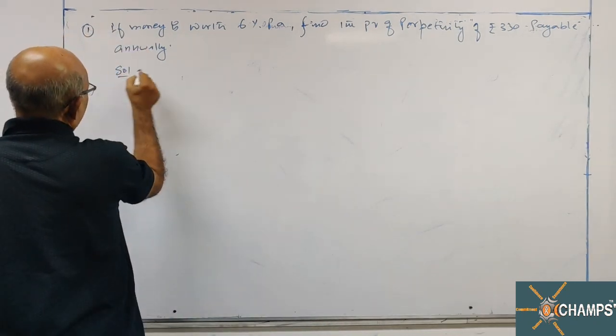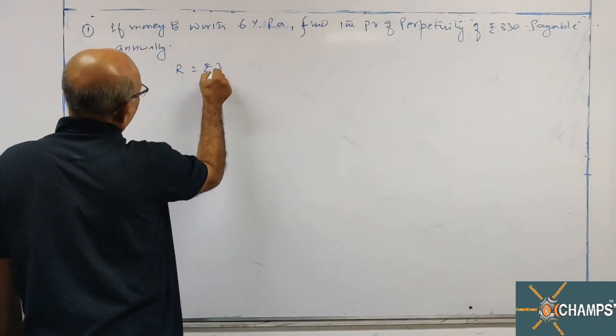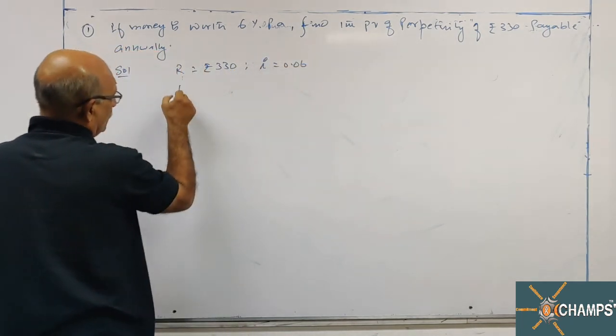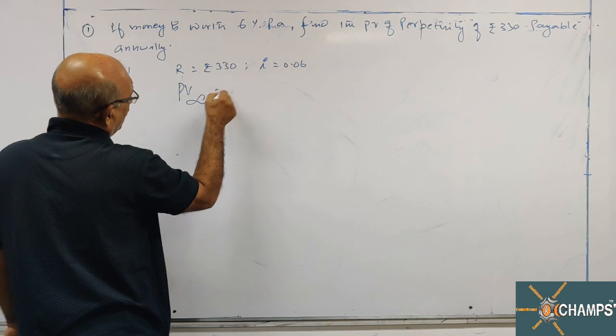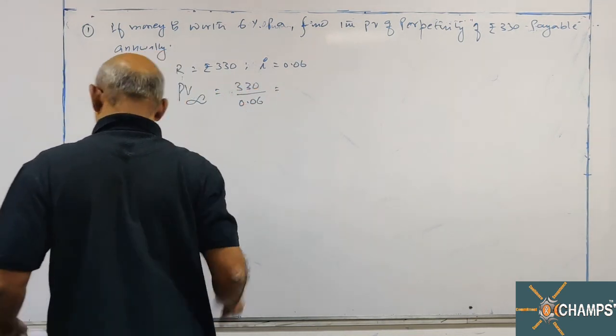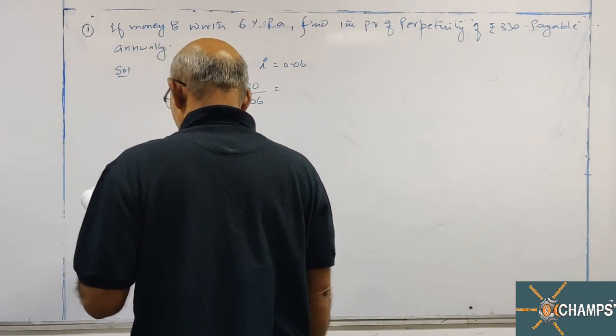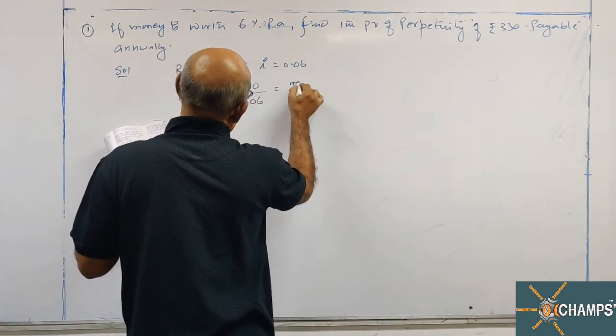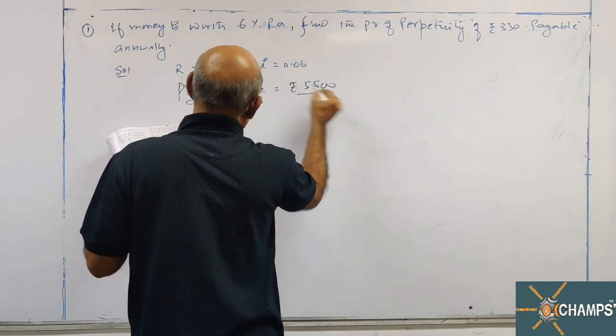See the solution here. R is equal to rupees 330. I is equal to 0.06. Present value of perpetuity is 330 divided by 0.06, which is rupees 5,500.